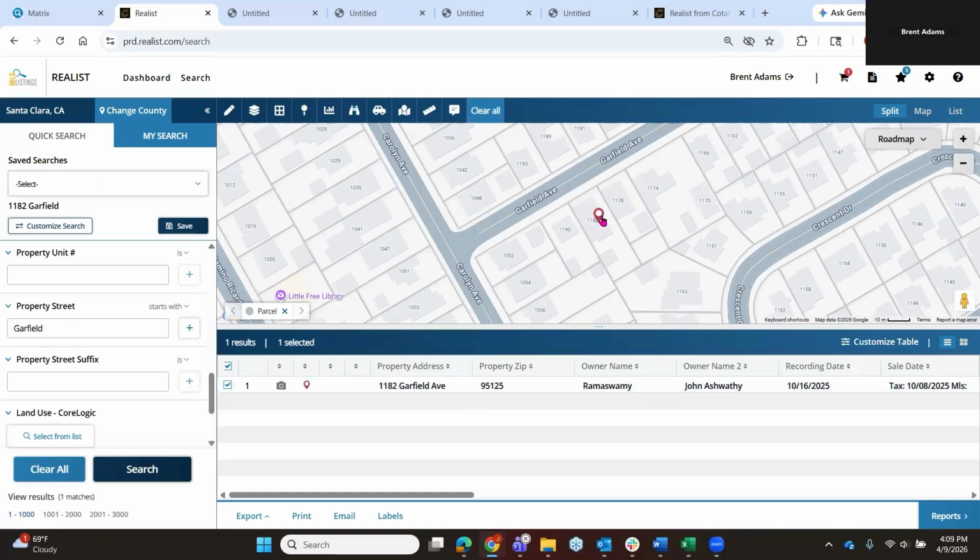You're going to see that there's a little red push pin associated with this property. That indicates that this property has been sold recently through your MLS. In fact, you can see here in the one line view that it was sold as recently as October of last year, so not too long ago.